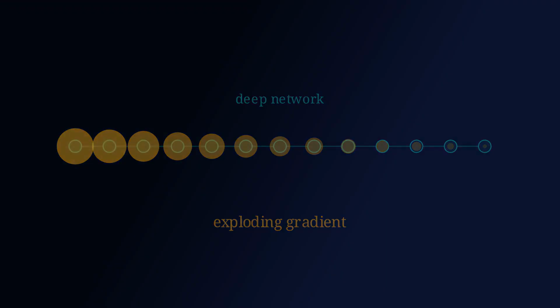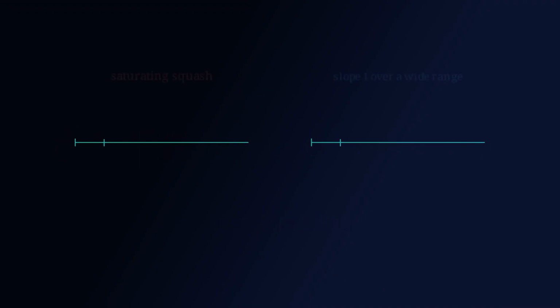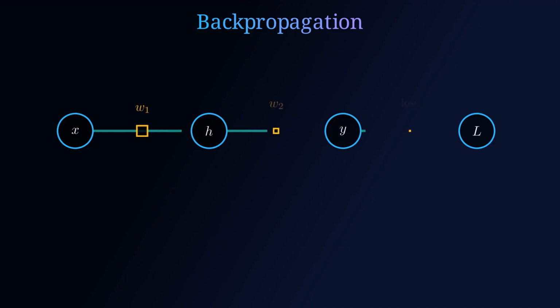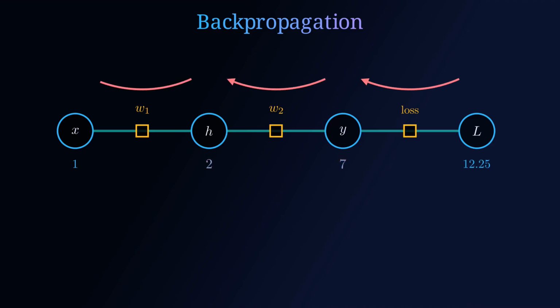This is exactly why activation functions and their slopes matter so much. A squash whose slope is almost always tiny will strangle learning. This single insight is why the field moved toward activations that keep a healthy slope of 1 over wide ranges. Now notice something we quietly relied on. To compute every backward slope, we needed the values from the forward pass. Weight 2's gradient needed the 7. Weight 1's needed the 2. The forward pass had to happen first, and be remembered.